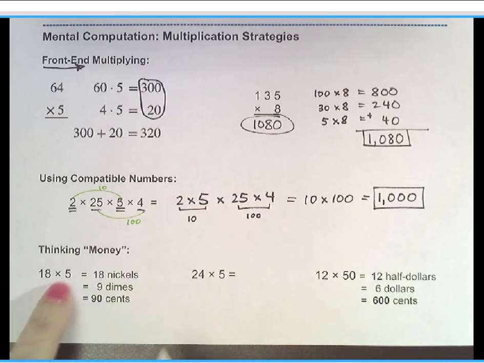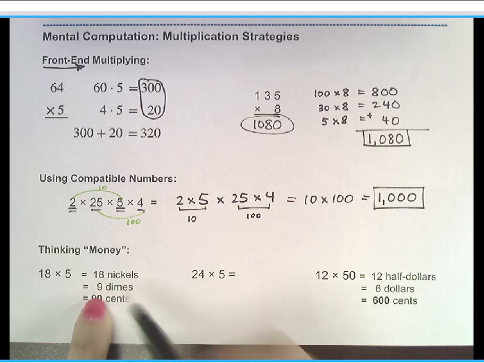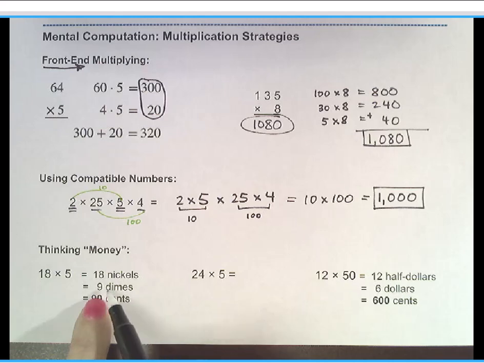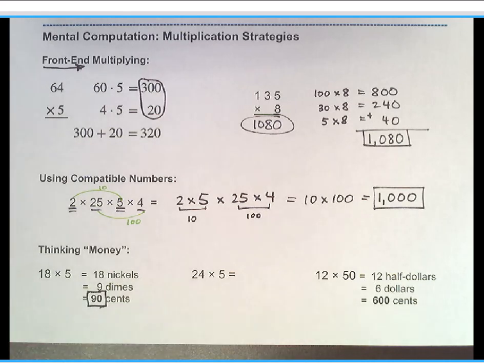So if you wanted to do 18 times 5, what we know in the world of money, nickels are worth 5 cents, right? So this is like having 18 nickels. Well, if you have 18 nickels, that's the same as having 9 dimes, because 2 nickels make a dime. So I divided by 2. So 18 nickels is 9 dimes, and 9 dimes is the same thing as 90 cents. So 18 times 5 is 90. You're trying to change it into cents. We're not messing with decimals or anything here, just whole numbers. So 18 nickels is the same as 9 dimes, which would be 90 cents.